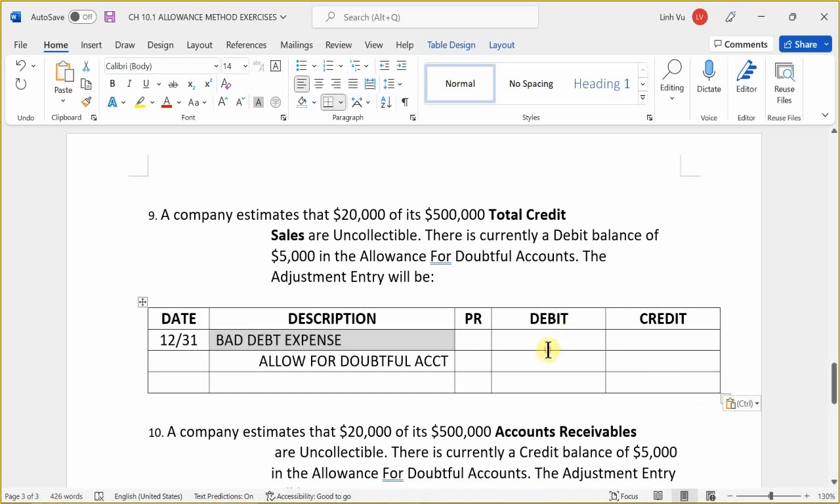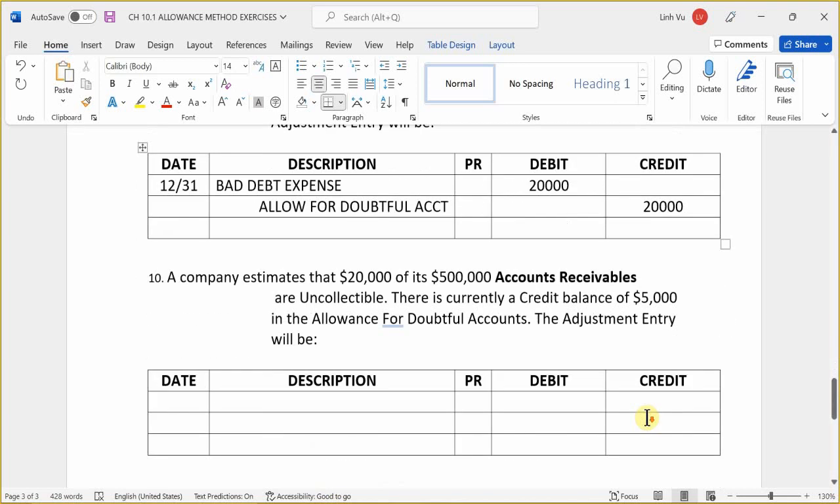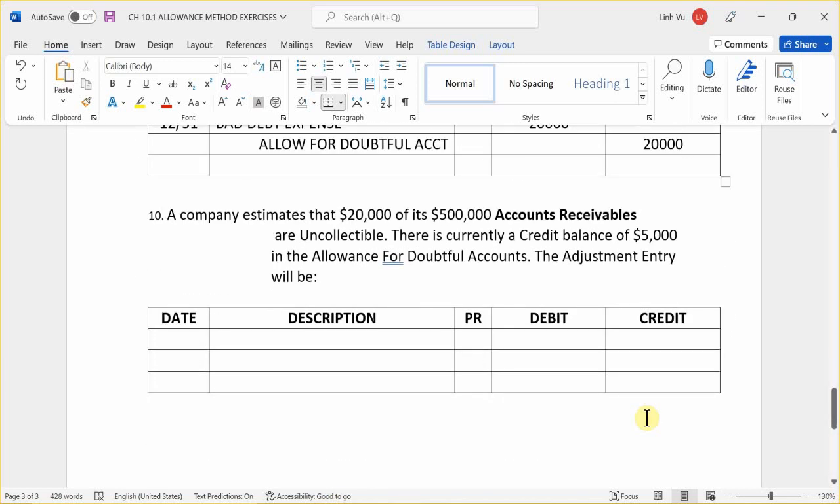What do you mean as a credit? No. It's all going to be debited and credited. It doesn't matter because we don't care about whatever else is in the allowance for doubtful accounts. All we care about is the estimated amount. Okay. So then let's try it again.